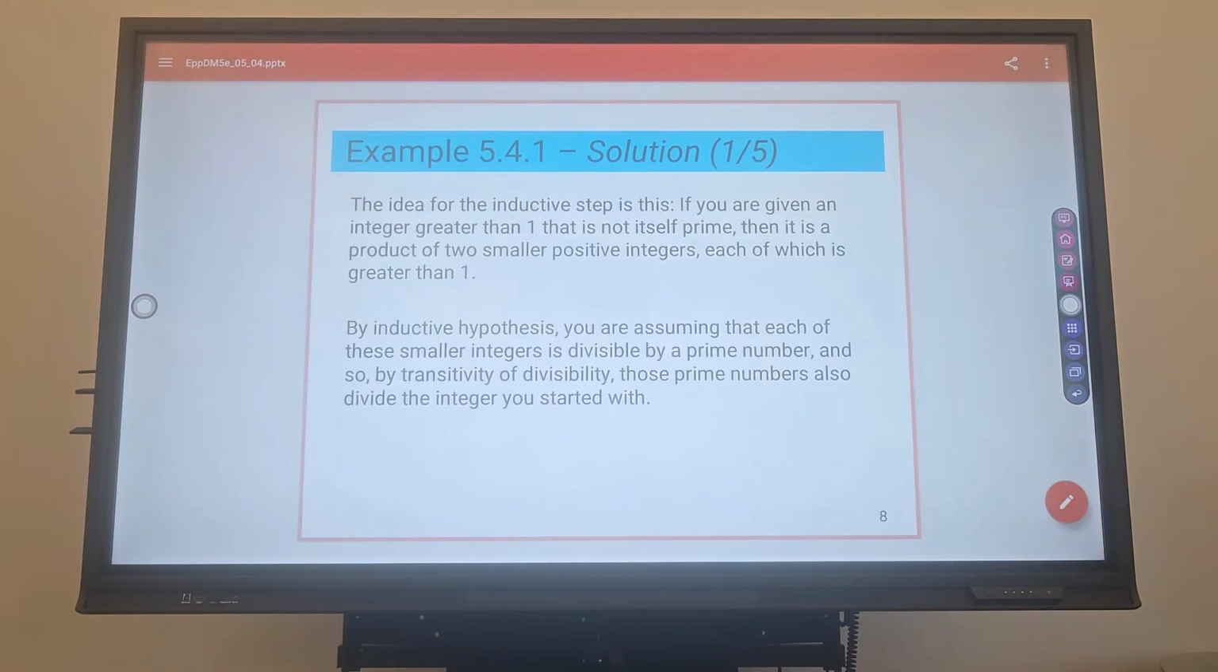Well, the idea for the inductive step is this. If you're given an integer greater than 1 that is not itself prime, then it is a product of two smaller positive integers, each of which is greater than 1. By the inductive hypothesis, you are assuming that each of these smaller integers is divisible by a prime number. And so, by transitivity of divisibility, those prime numbers also divide the integer you started with.